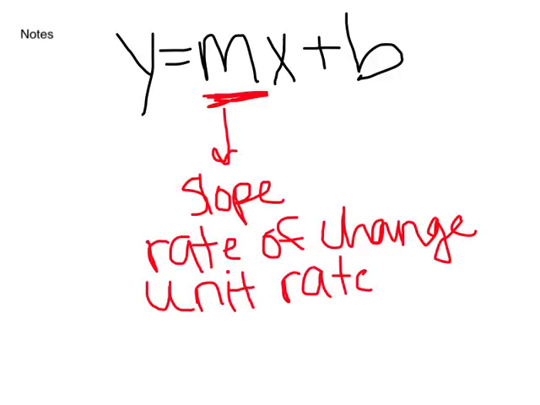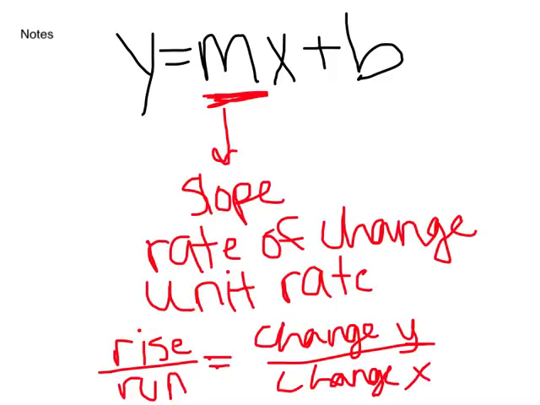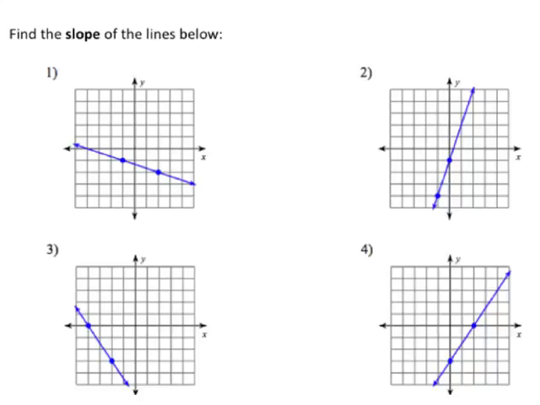And then when we're finding it, we're finding our rise over our run, which is the same as the change in y over our change in x. So make sure you have this all down in your notes. I'm going to go through and find the slope of each of these lines. When you're finding the slope, how many points do you need? You need 2 perfect points, all of which are shown in these examples. We're going to start at one of these points and find our rise over our run.